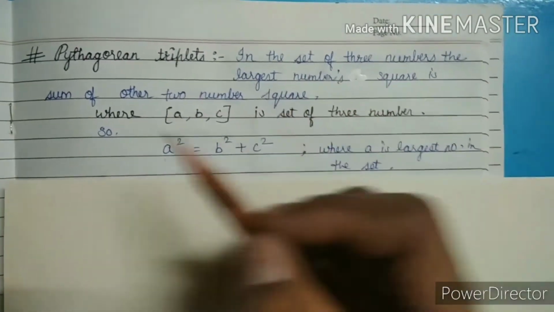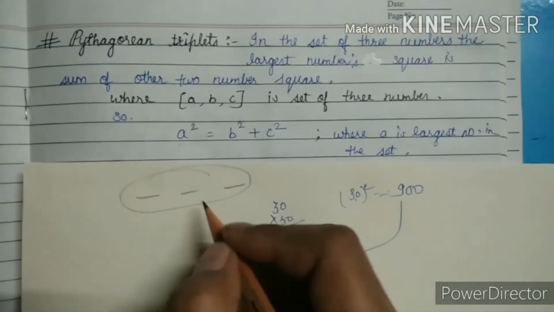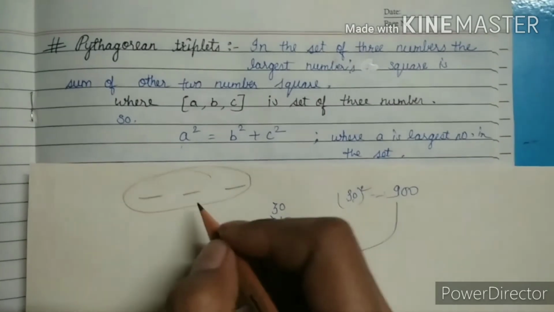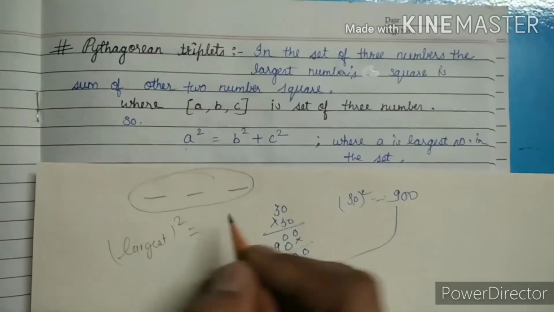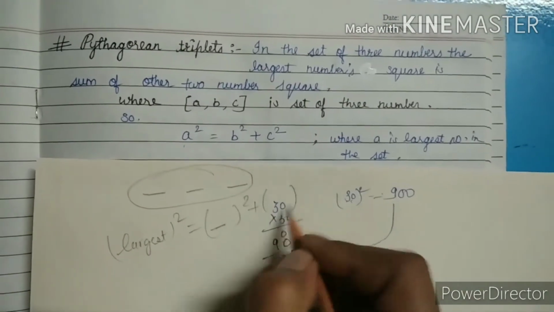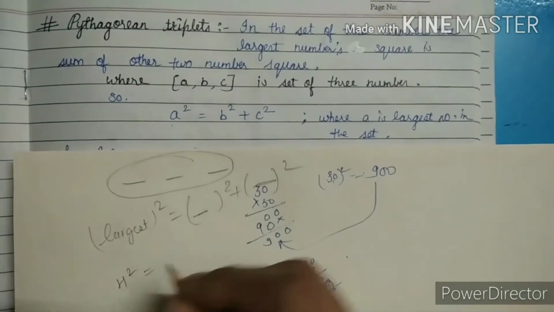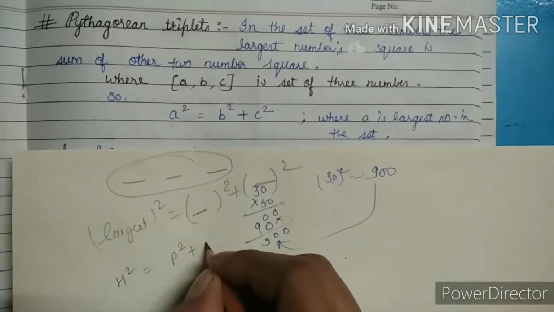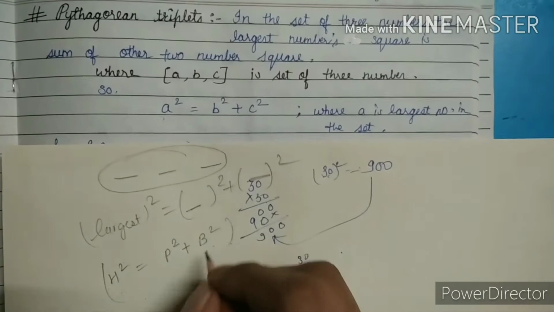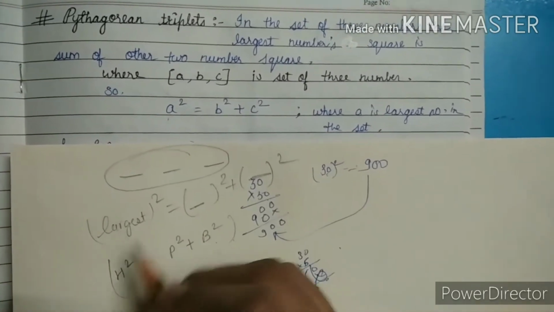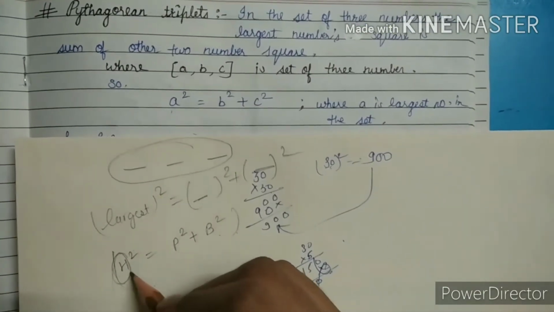It means whenever we take any 3 numbers, like 1, 2, 3, the number which is largest, its square is the sum of the squares of the other two numbers. In the Pythagoras theorem, we already saw that h square, hypotenuse square, is equal to perpendicular square plus base square in the right angle triangle. This kind of manner we have seen. So the same thing we are applying here, but only one thing: in the set of any three numbers, the largest number will become the hypotenuse.